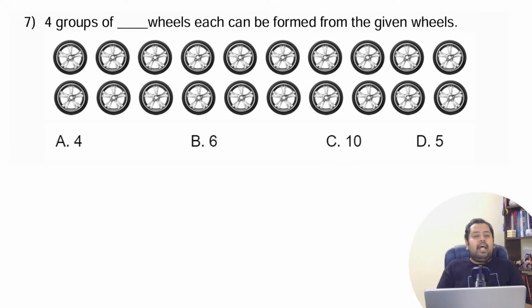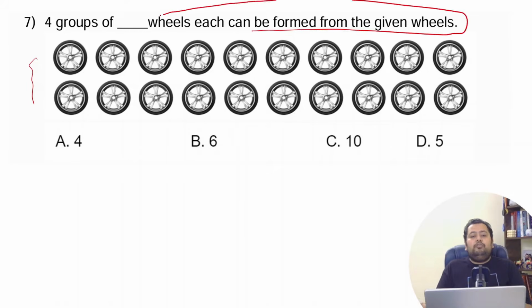Four groups of dash wheels. So you see some wheels given over here. Each can be formed from the given wheels. So you have to form four groups over here of some number of wheels. Now, what that number is something that you need to find out. So try this out and then look at the solution.